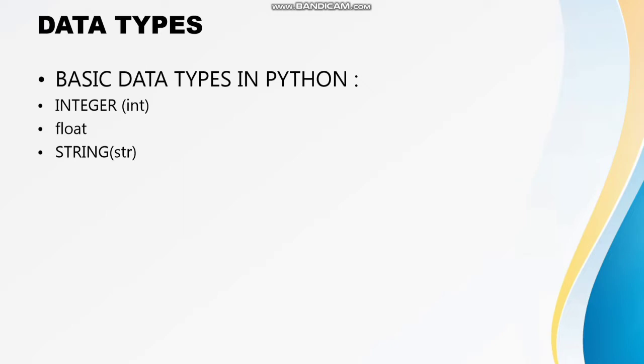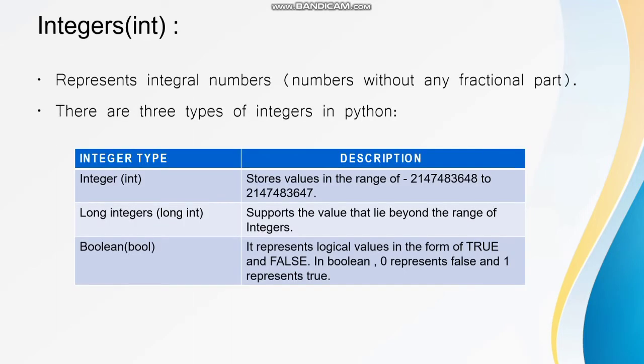There are three basic data types in Python. The three basic data types in Python are integer, int, float and string. Let's talk about them one by one. First, integers. The symbol of integer is int. Integer represents integral numbers, numbers without any fractional part.